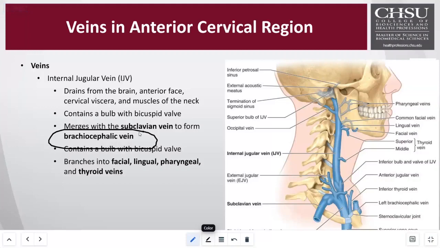So just know the passage. So internal jugular, subclavian, brachiocephalic. Right? So know the different stages. These are pretty big ones, so I think that's fair. To know the sub-branches, again, you don't need to know the sub names, but they go into the facial, lingual, pharyngeal, thyroid. They actually overlap with the arteries, but there are only 4 sub-branches for the veins, but there are 6 for the artery. Okay, so that's the difference.